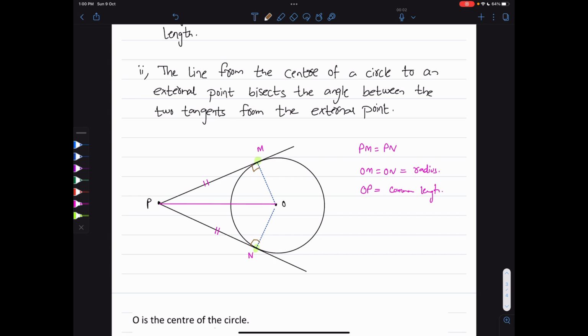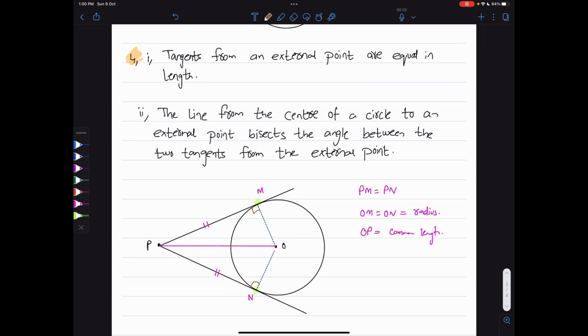Now the property also says that if you draw a line from an external point to the center of a circle, the angles are bisected. Whatever this angle was, it is going to be bisected into two equal parts. Whatever this angle was, this is going to be bisected as well. For example, if this angle was 26, this angle is going to be 13 and this angle is going to be 13. If I want to calculate this angle, it's going to be 90 minus 13, that is 77. This angle is also going to be 77.